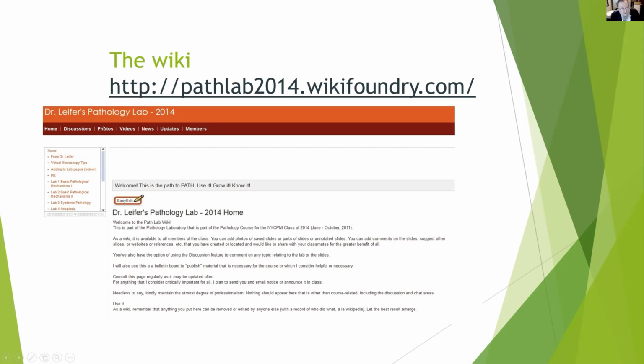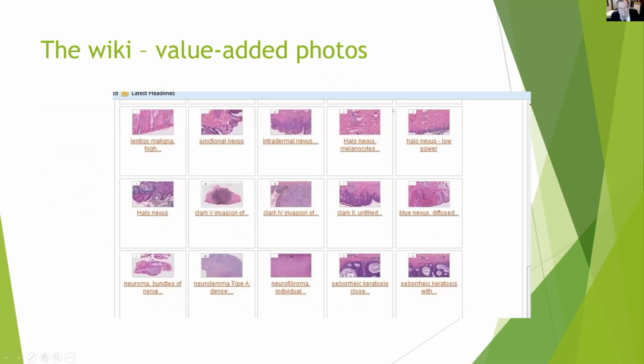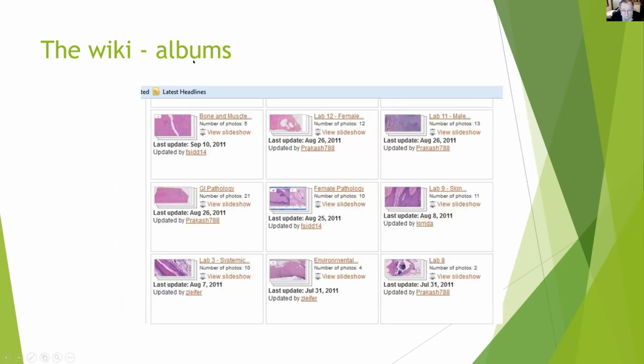I'll call your attention to photos. And when you click on that, you get to a collection of, all right, these are slides. These are fixed images. The total collection over the course of the semester. But these are what I call value-added photos, as we just discussed, circled, underlined, arrows, etc. And these, in turn, are organized then by the students into albums. So you have all the different slides in the area of bone and muscle, all the different slides in the GI pathology, all the distinct slides in male and female genital system. We have environmental pathologies and skin pathologies and so on.